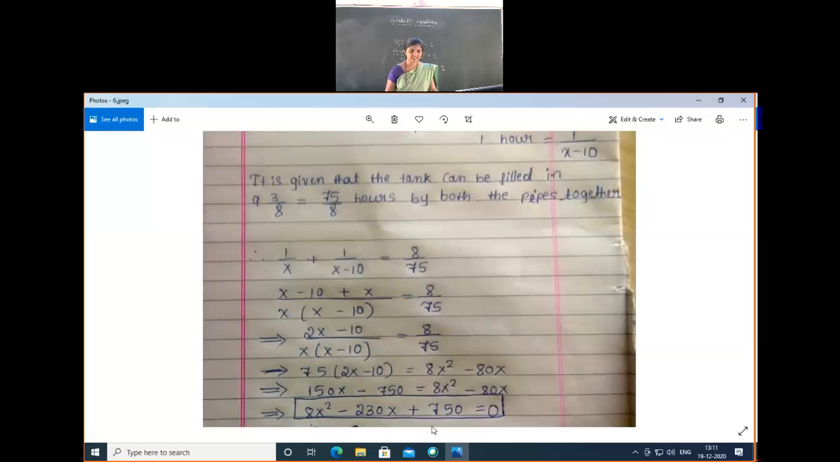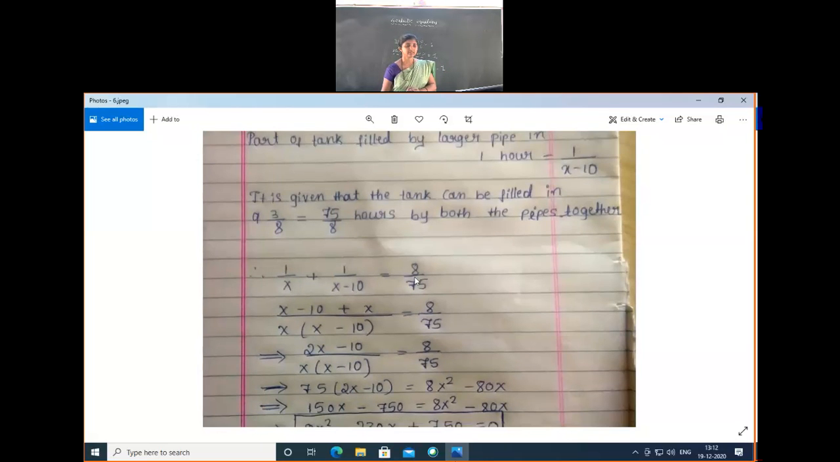Okay, 8x square minus 230x plus 750 which is equal to 0. This is the required quadratic equation. Then work out roots. Find out the roots of the equation. So then you will get the roots of the equation. Got the idea of this problem, students?